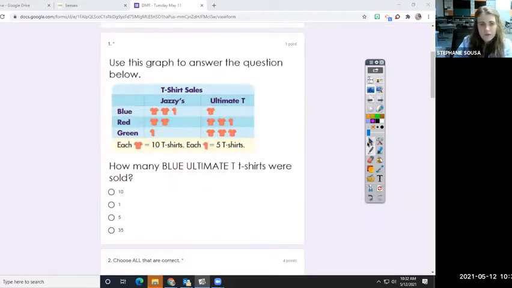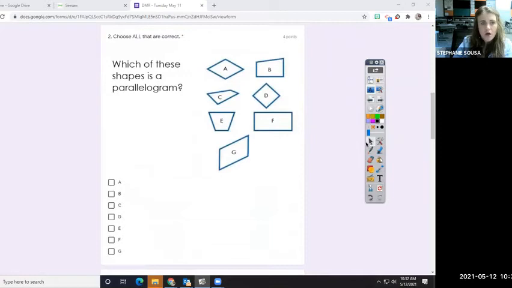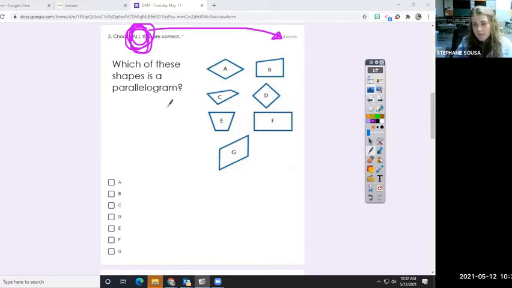Okie doke. Next up, choose all that are correct. Notice that all equals 4. Okay, 4 points here. Which of these shapes is a parallelogram? Parallelogram means all of the pairs are parallel to each other and will never touch. Okay, so parallelograms appear on A.